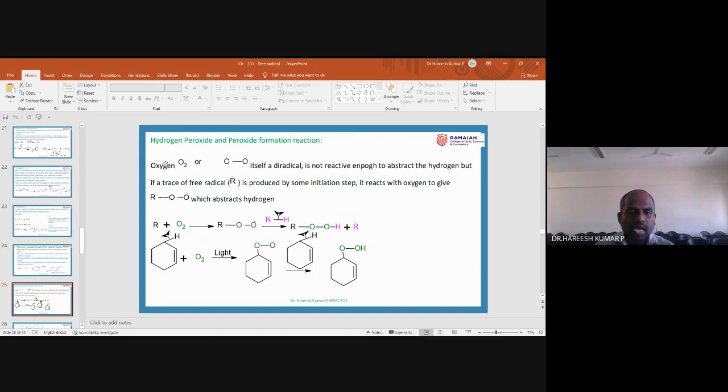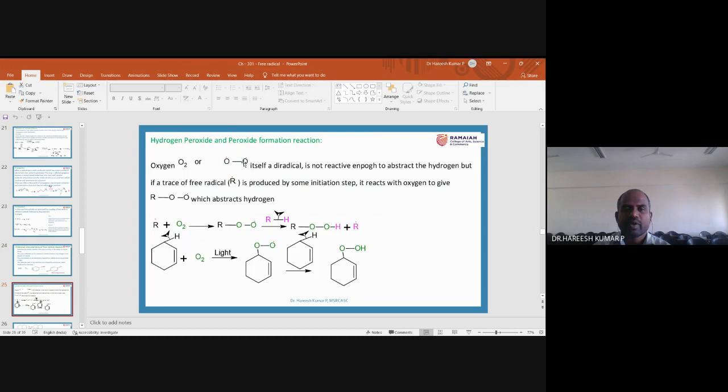Oxygen means O2. Oxygen itself can exist in the form of a free radical: O double bond O, with one oxygen radical and another oxygen radical. So oxygen itself can act as a free radical, or otherwise it is a diradical. It is not reactive enough to abstract the hydrogen. So oxygen itself is not enough to abstract the hydrogen, but it is a trace of free radical.